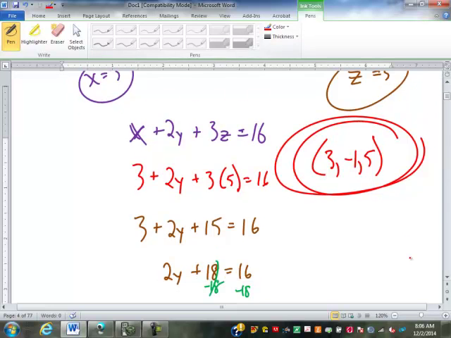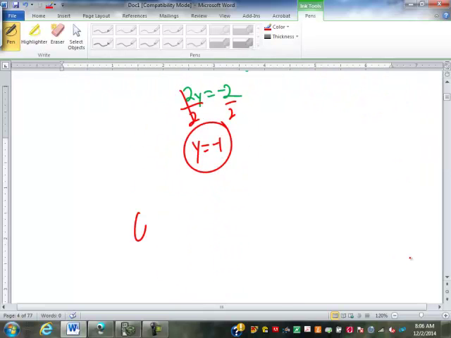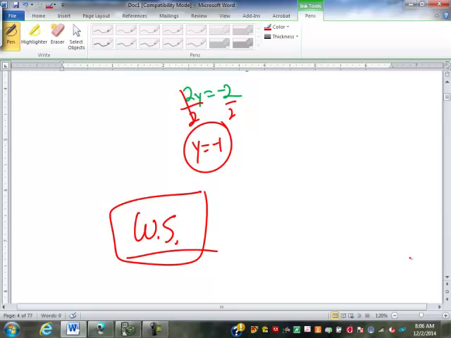You are going to get a worksheet with 8 of these systems of 3 variable equations on them. Feel free to solve all 8 of them if you want.